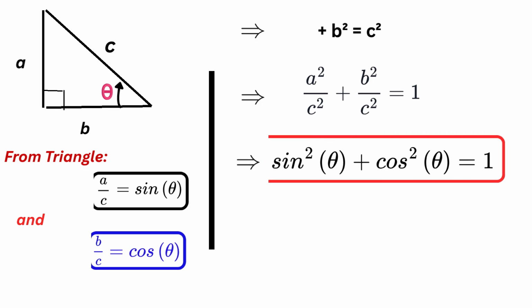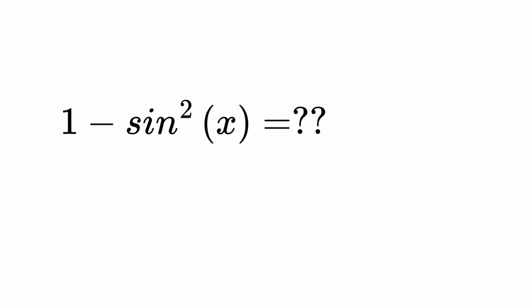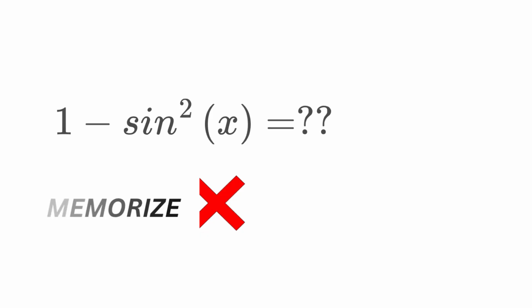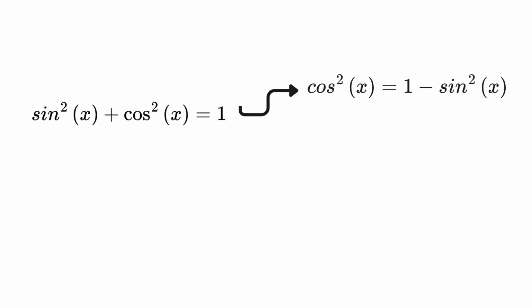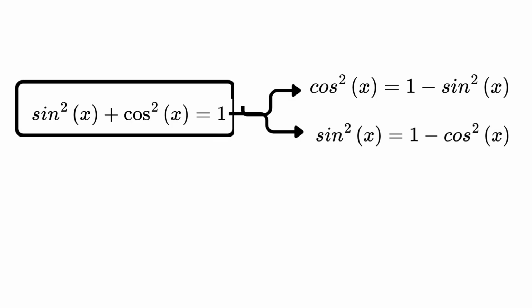Now watch what happens. Suppose someone asks, what is 1 minus sine squared of x? Don't memorize it, just rearrange the identity. You get cosine squared of x equals 1 minus sine squared of x. Move the other term, and you obtain sine squared of x equals 1 minus cosine squared of x. One equation has already produced two more.